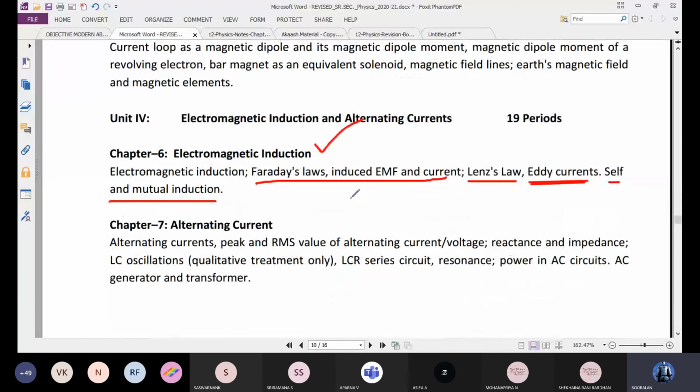Faraday's law, induced EMF, Lenz's law, eddy current, self-induction and mutual induction. Chapter number 6 syllabus, that's all. So what is eddy current and applications of eddy current? Next, self-induction and mutual induction. What is mutual inductance? Self-induction definition, and mutual induction definition and formula. And one application for the solenoid: self-induction application is solenoid, and for mutual induction also solenoid is there. And Faraday's first law and second law, induced EMF and induced current, that formula. This alone you can prepare for tomorrow's exam.